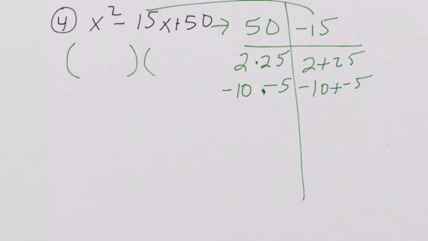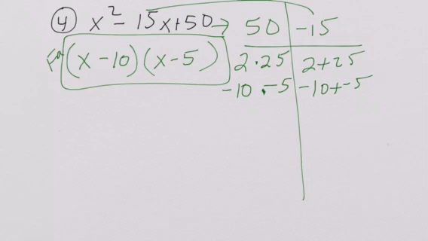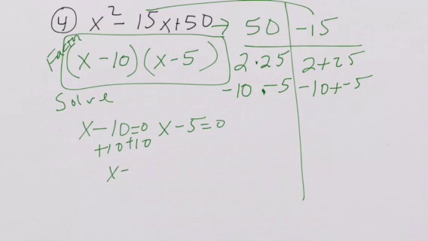So I'm going to set up my parentheses. I'm going to put my x in, because x times x will give me my x squared. And then it's going to be negative 10 and negative 5. Now, if they ask me to factor, I'm done. If they ask me to solve, then I need to do x minus 10, x minus 5, set them both equal to 0, and solve for x. So zero pair out, I have x is equal to 10, zero pair out, and x is equal to 5. So my solution set would be 5 and 10.